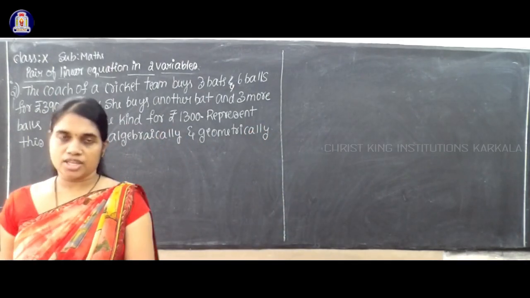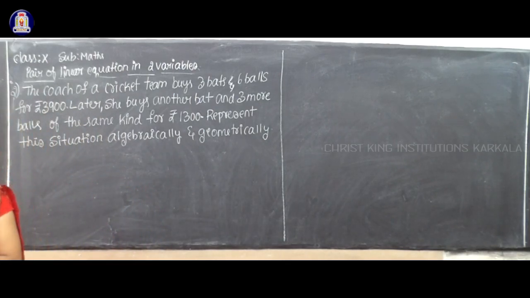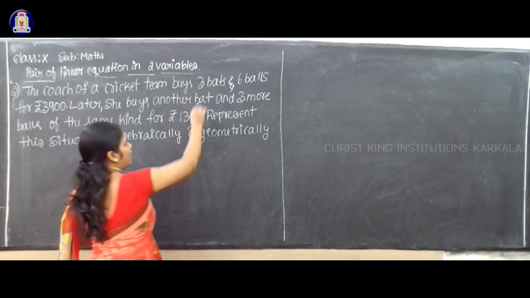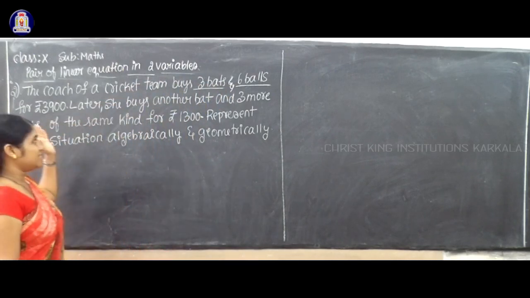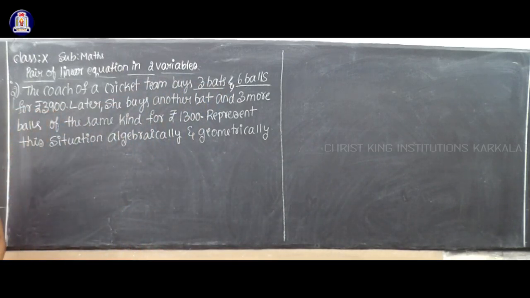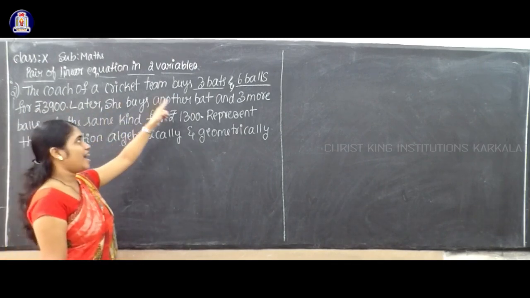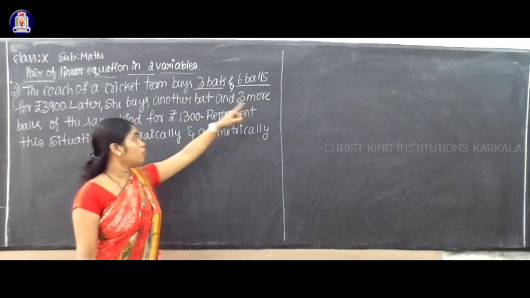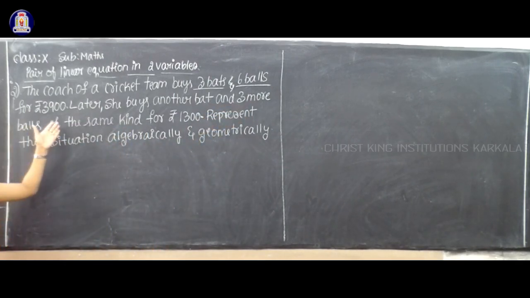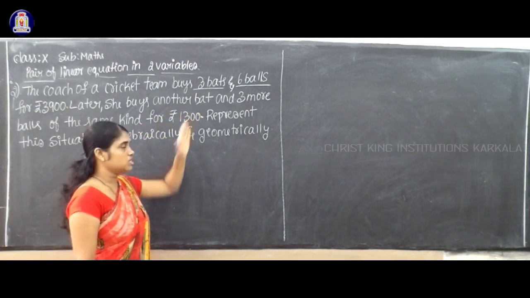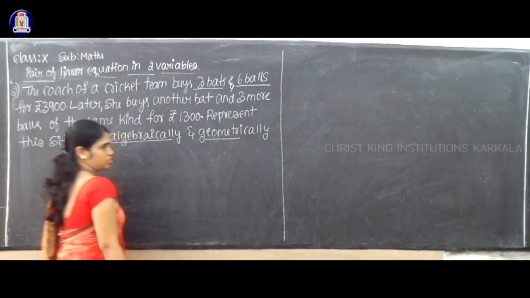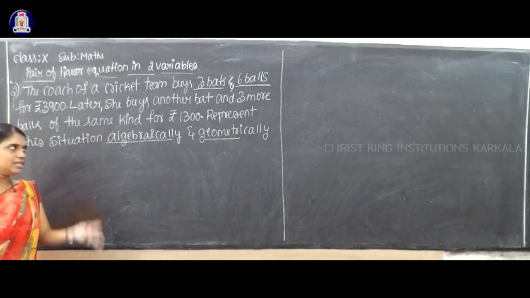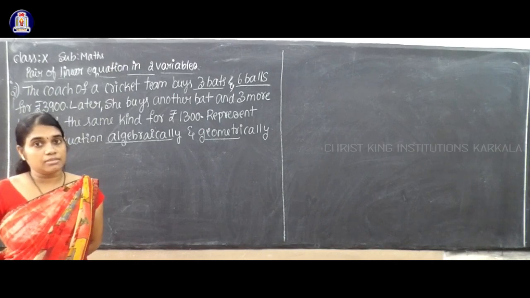Okay, yes, this is also same. Geometrically means graphically. Okay, yes. So let's simplify now. Okay, so actually according to this question, the coach of a cricket team buys 3 bats and 6 balls. Okay, the first situation is she buys 3 bats and 6 balls for rupees 3,900. Later she buys another bat, 1 bat and 3 more balls, means 3 balls, okay, of the same kind for rupees 1,300. Represent this situation algebraically and geometrically. First you have to represent this situation algebraically and later you have to represent this situation geometrically. Geometrically means graphically. Okay, yes.